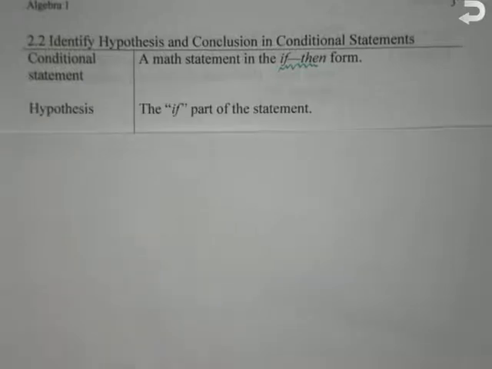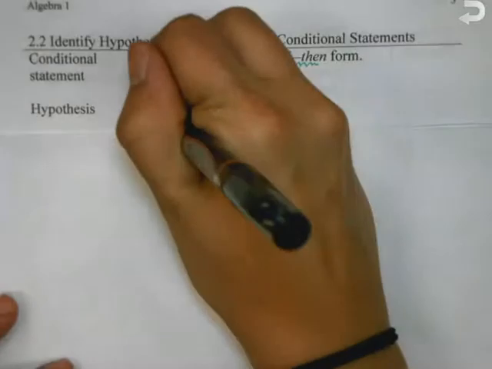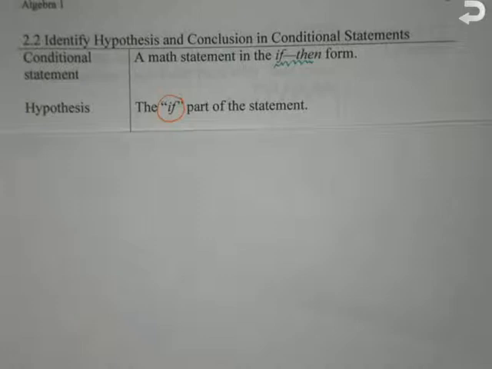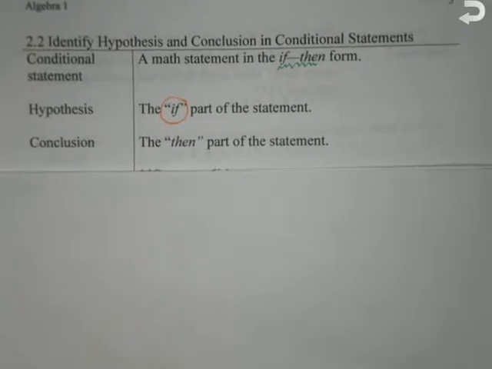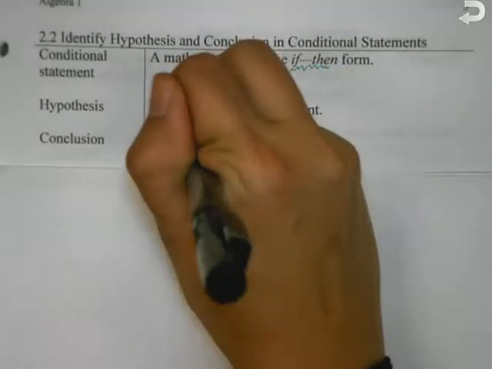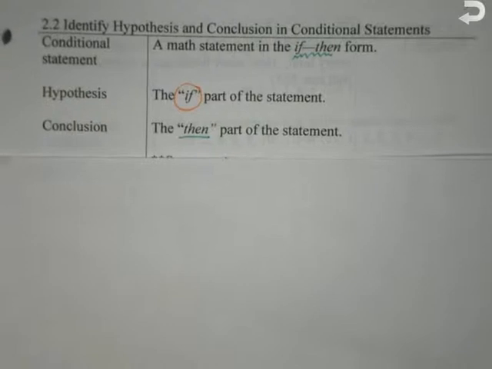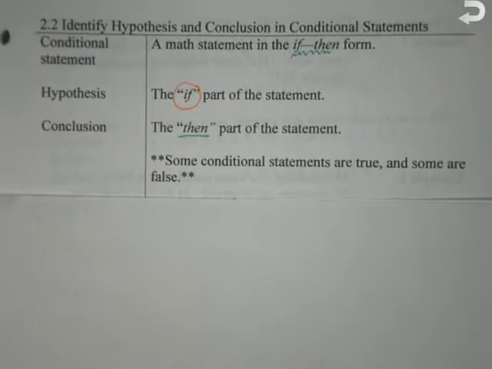The hypothesis, which you thought was only in science, is actually in math too, and it is the if part of the statement. So the hypothesis is the if part, so that's the beginning, that's your educated guess. If this is true, then I think something else will happen, and that is your conclusion. So the conclusion is the then part of the statement. Okay, so we have conditional statements, they have if and then in them. Hypothesis is if, conclusion is then. And then what I want you guys to understand is that some conditional statements are true and some are false. So they're not always going to be true statements.